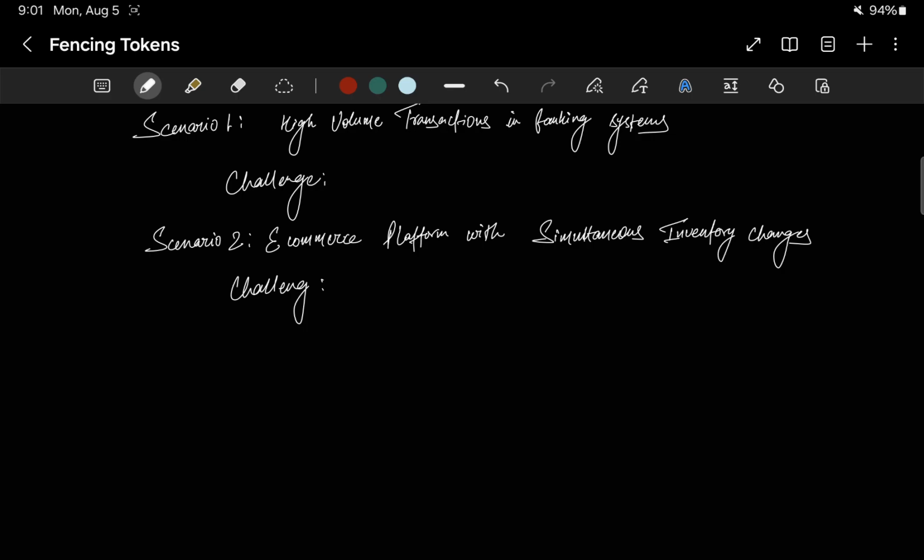Fencing tokens orchestrate the order in which inventory changes are processed. This prevents situations where conflicting updates such as a sale and a return could lead to inaccurate stock levels or availability. Let's say you bought something, and initially the number was 100. You bought something, the number became 99. Then somebody else bought something, the number became 98. Then you returned it, and the number became 99 again, right?